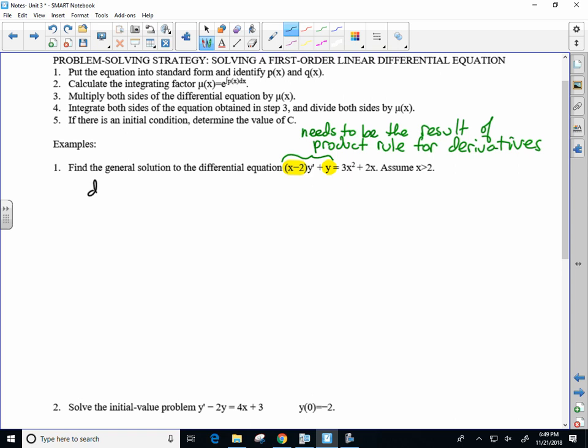All right, so the derivative with respect to x of the product of x minus 2 and y. All right, so that should be the first function.